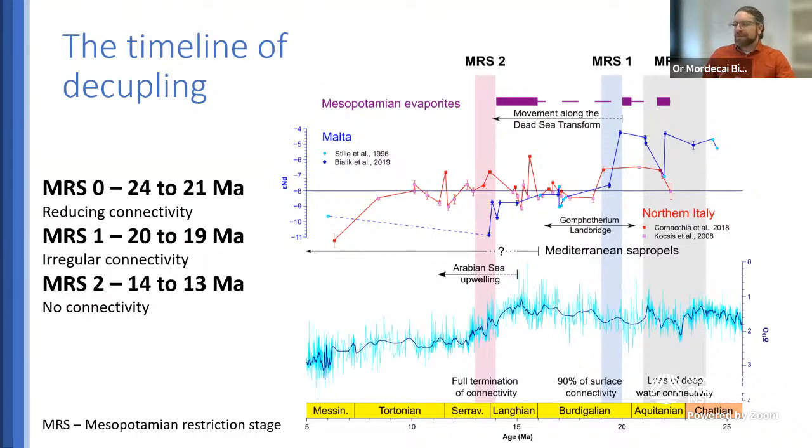If we put this on the oxygen isotope curve, you would clearly see that MRS2 also falls with the Miocene climatic transition, and we know sea level drops. So it might not have been a tectonic shift that terminated it, but possibly a positive feedback between dropping sea level and reducing connectivity, until we get to a point where no water could be exchanged on that surface anymore. So that's our framework.